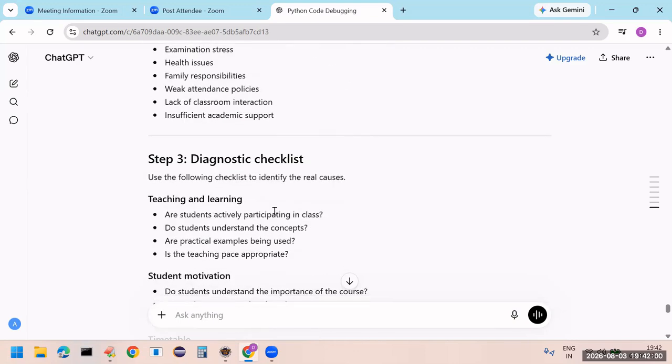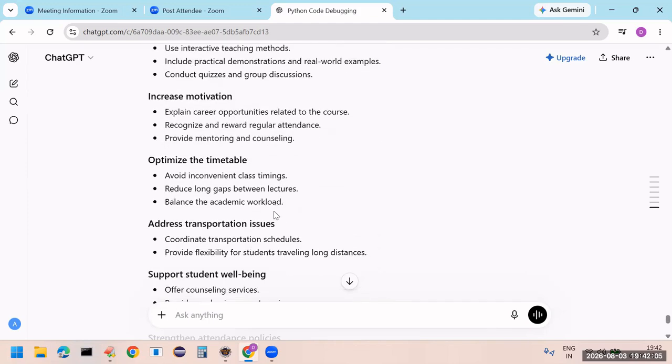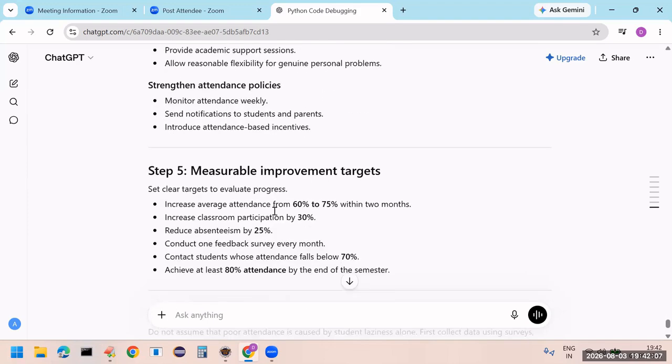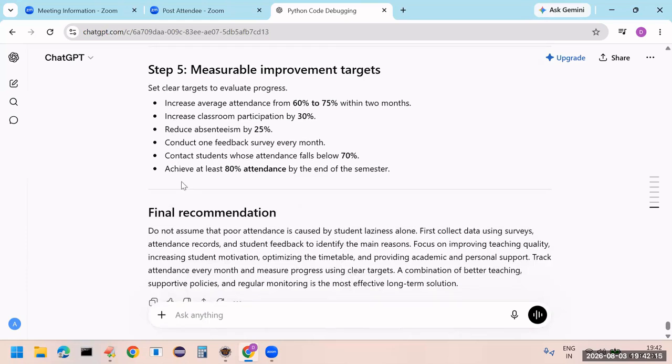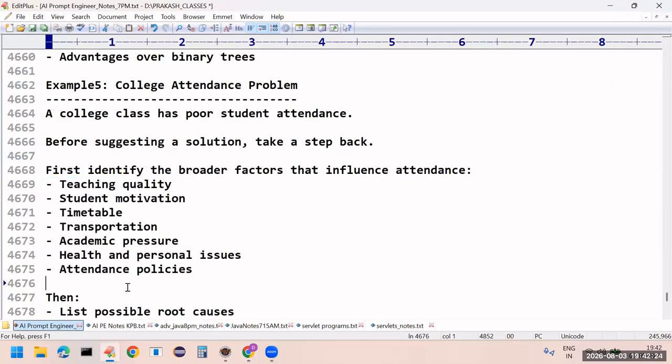So, possible root causes. Then how to avoid that? Just a checklist. Next, practical actions. What you can do. Measurable improvement target. Sir, it is giving some step-by-step analysis also. Clear? Understood, friends?